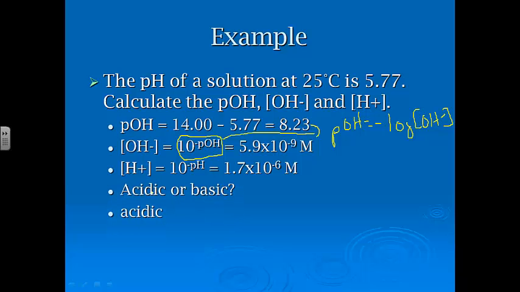Again, we look at the pH value. Since the pH value was 5.77 and that was less than 7.00, we get acidic. Okay, I'm going to stop there and then we will get going with how to find those Ka values.